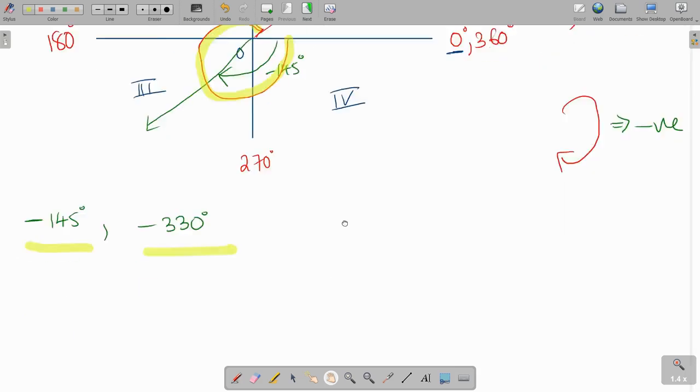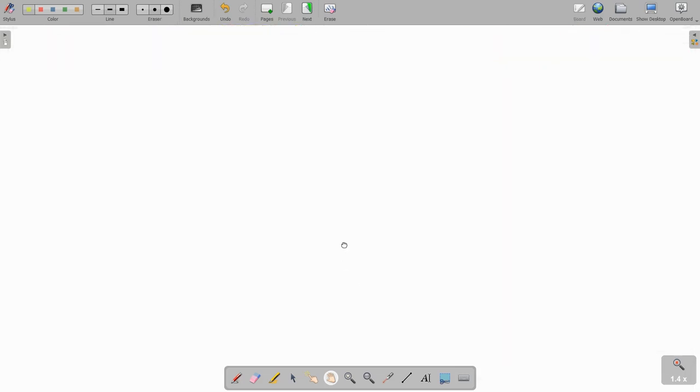Now, in your IG, you have already learned that in different quadrants, it's not like all the trigonometry ratios are positive. Only for certain types of angles, it will be positive. So, let me just draw this again.